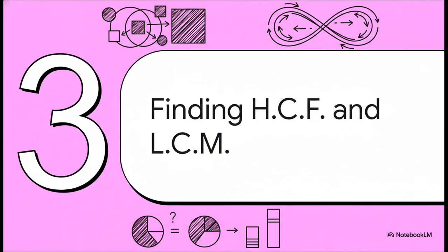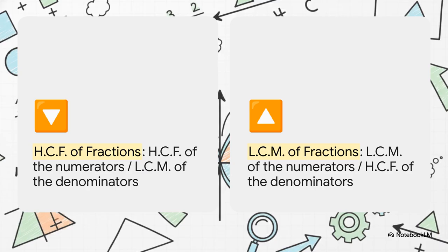Okay, time to add a couple of specialized tools to our kit. These are the power tools we pull out for specific jobs, like when we need to simplify a fraction or get ready to add or subtract. We're talking about the highest common factor, or HCF, and the lowest common multiple, or LCM. Now look closely at these formulas. You see that? There's this really cool kind of opposite pattern going on. To find the HCF of the fractions, you find the HCF of the top numbers and put it over the LCM of the bottom numbers. And for the LCM, you just flip that whole idea on its head. Find the LCM of the tops over the HCF of the bottoms. That little symmetry makes it so much easier to remember which one's which.